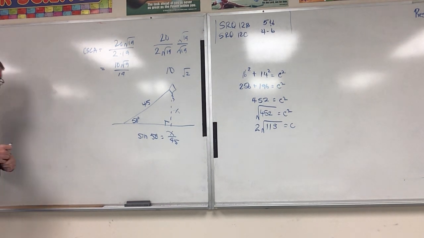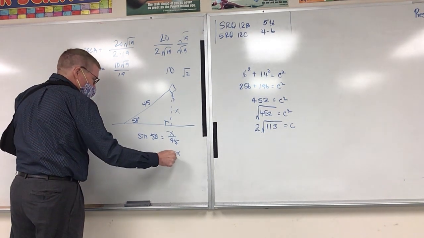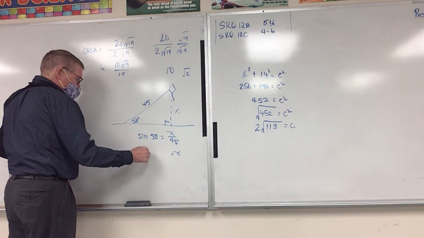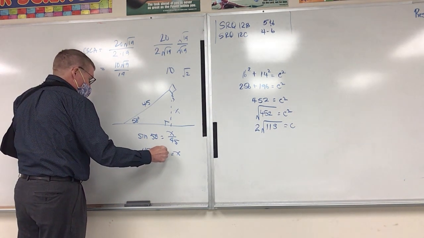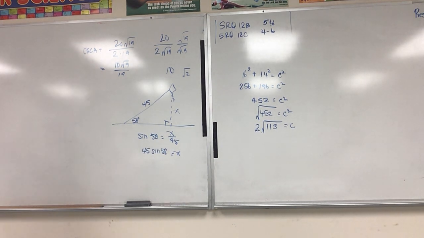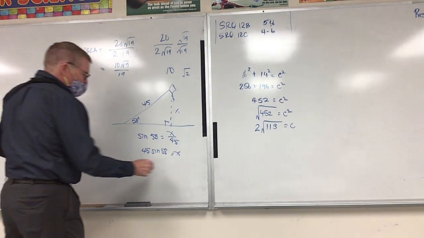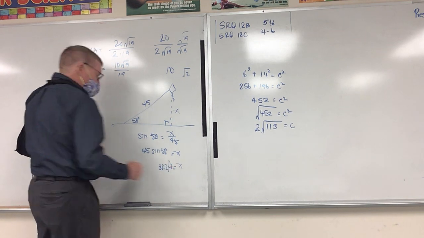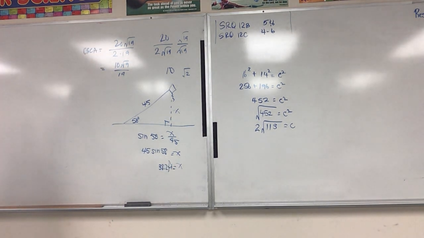Having to solve for x, multiply by 45. So 45 times the sine of 58, I get what? 38.2. And make sure you put your units. My units here would be feet. On vectors, are you supposed to put units if you don't know what it is? You just put units, yeah.